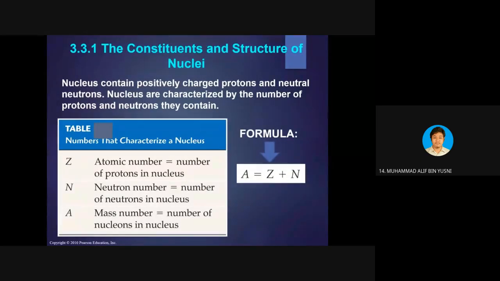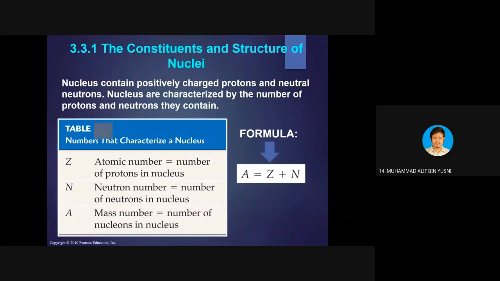A nucleus contains positively charged protons and neutrons. Nuclei are characterized by the number of protons and neutrons they contain. So let's take a look at a table. There are three numbers that characterize a nucleus: Z, N, A. What is Z? The atomic number is the number of protons in the nucleus. What about N? N is the neutron number, the number of neutrons in the nucleus, and A is the mass number.